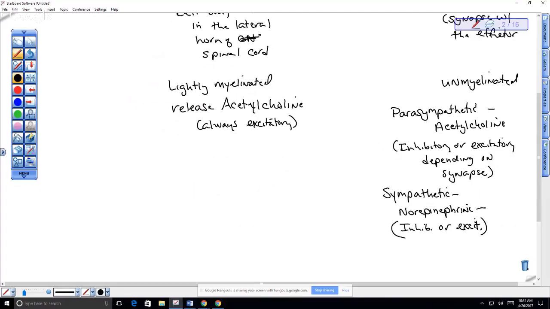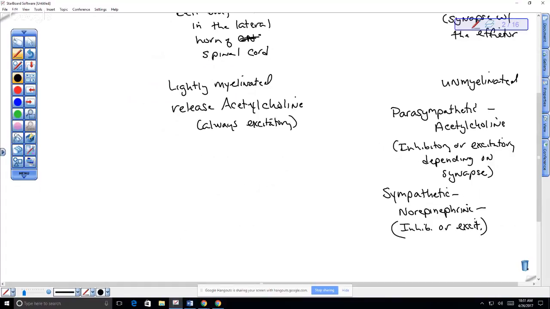Just to give you an example of this, when your parasympathetic nervous system synapses with your heart, it releases acetylcholine. But the acetylcholine causes your heart rate to decrease. So in that instance, acetylcholine is inhibitory. When your sympathetic nervous system innervates your salivary glands, that actually shuts down saliva and gives you your dry mouth when you're nervous or embarrassed or excited. And so in the sympathetic nervous system, norepinephrine is not always excitatory. In its synapse with your salivary glands, it's actually inhibitory.